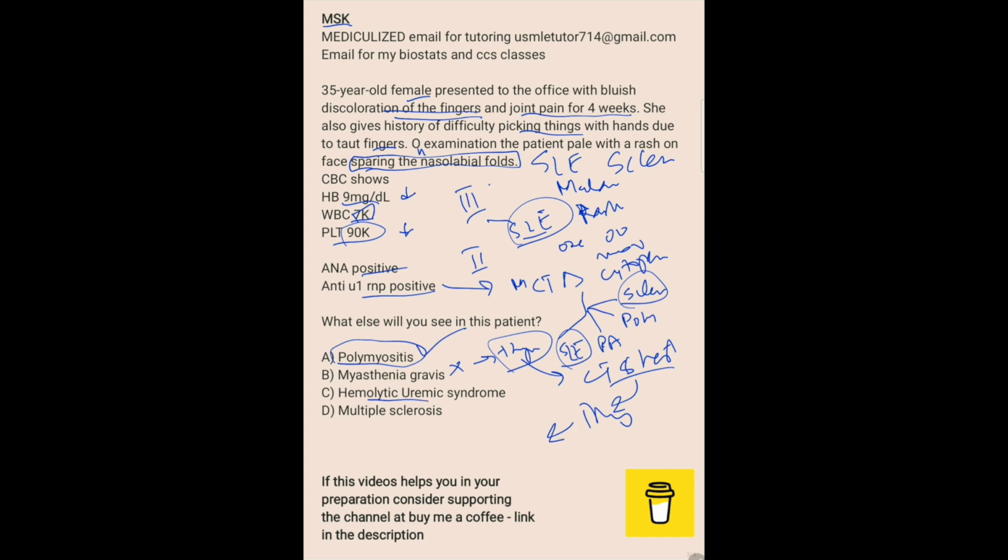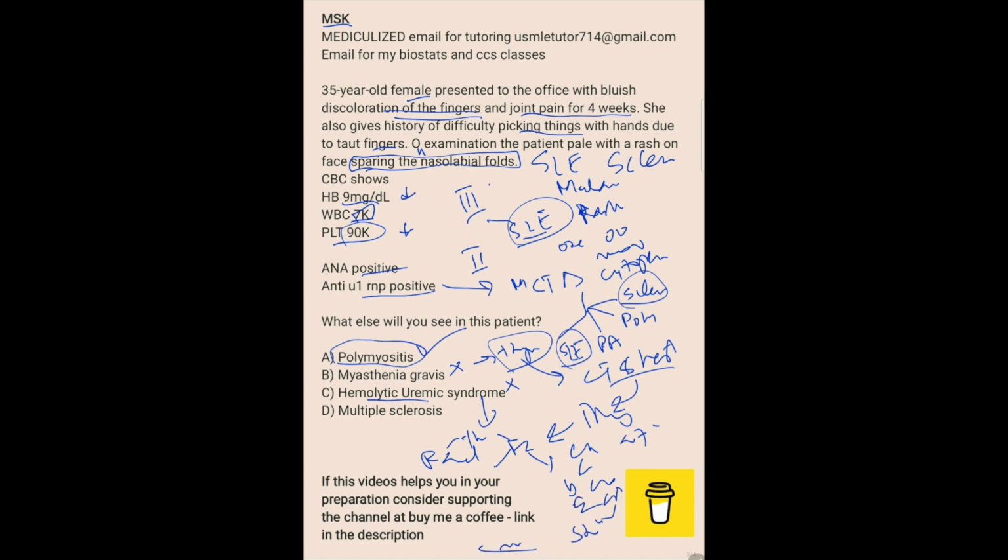Hemolytic uremic syndrome, wrong answer. You get a triad of thrombocytopenia, fever, and you also get renal involvement there. Creatinine is elevated. Usually it occurs in children after eating hamburgers. There is bloody diarrhea, due to E. coli. E. coli releases Shiga toxin.